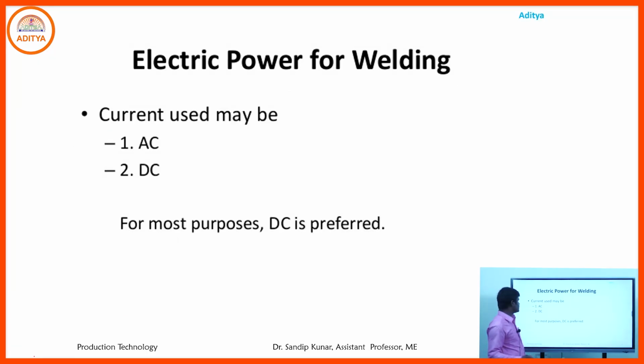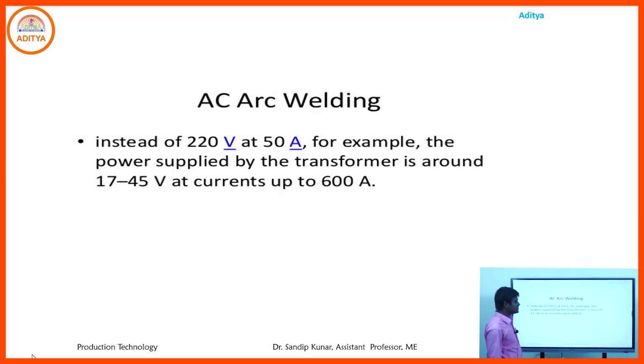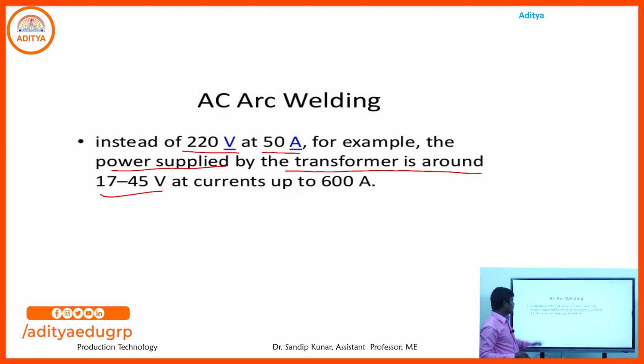So for electric power, generally there are two types: one is an AC power source, another is a DC power source. Generally we prefer the AC power source. In case of AC arc welding, instead of 220 volt and 50 ampere current, for example, the power supplied by the transformer is around 7 to 45 volt and current up to 600 ampere is used in AC arc welding.